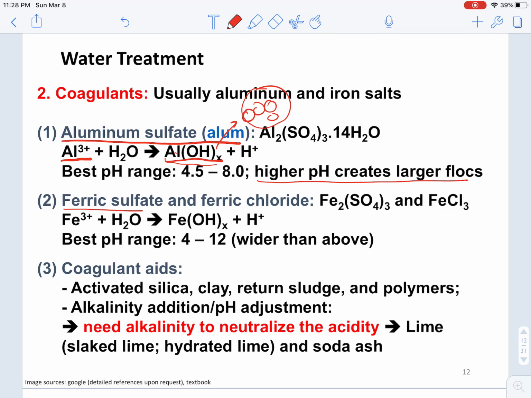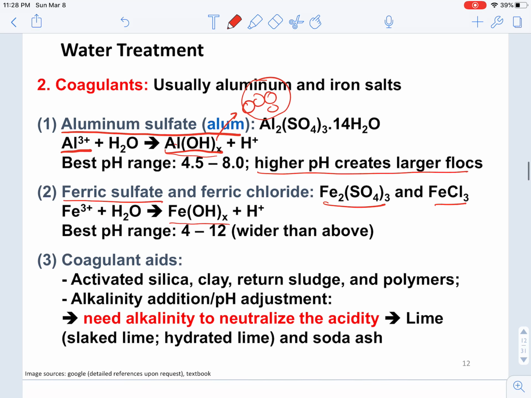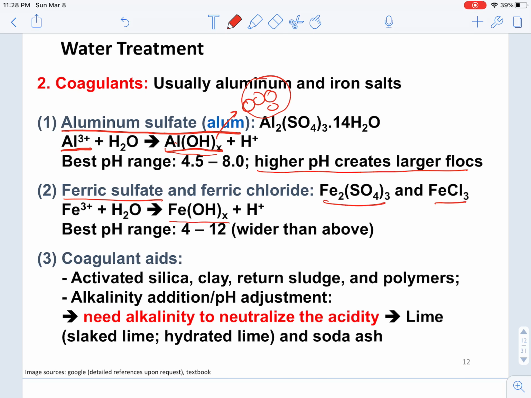We can also introduce ferric sulfate into water. We can introduce ferric sulfate or ferric chloride, basically, to introduce these ferric ions into the water. And similar to the aluminum, they're going to form ferric hydroxide, and they can also coagulate with the colloids in the water to form those larger flocs.